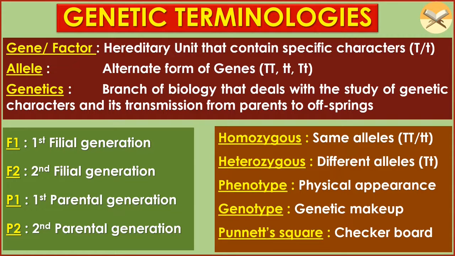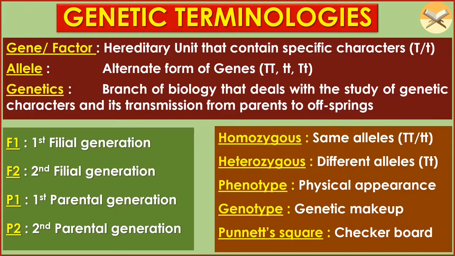F1 stands for first filial generation. The first generation that comes to us after the first cross is called the first filial generation. F2 stands for second filial generation that comes after the F1 generation. Then P1 generation. P1 is the first parental generation. The first cross that we made between two organisms is called the P1 generation. P2 generation is the second parental generation. Usually, F1 generation is used as the P2 generation. Means F1 offspring are used as a second parental generation.